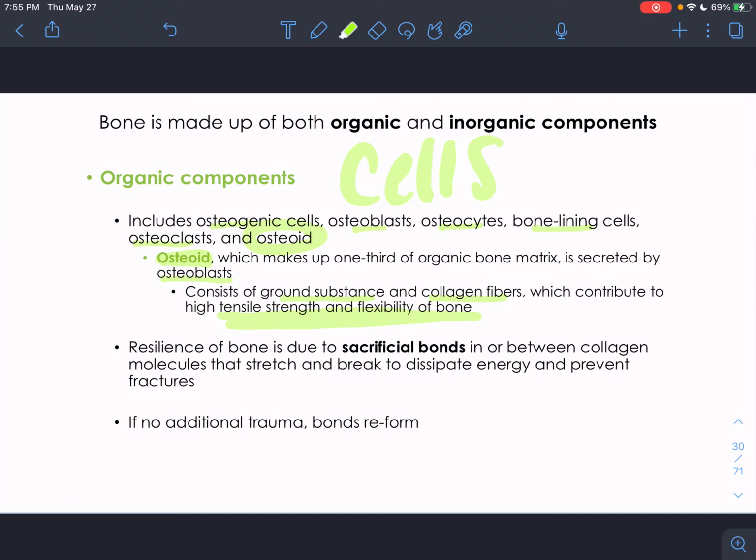Okay, there are actually things called sacrificial bonds. This is just cool. They're bonds between different collagen molecules that can stretch and are made to break to dissipate energy and prevent fractures. So if you land on your legs really hard, or jump off a building, your bones may not break, but I guarantee there are sacrificial bonds between the collagen molecules that will break to dissipate the energy and help protect the structural integrity of the bone. Those little breaks repair a lot more easily than bigger ones would, like actual fractures.